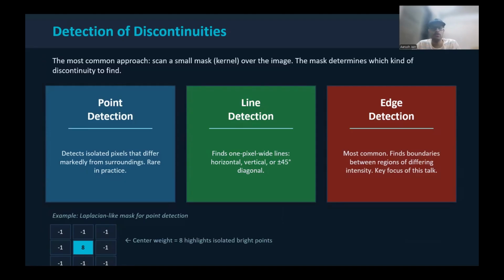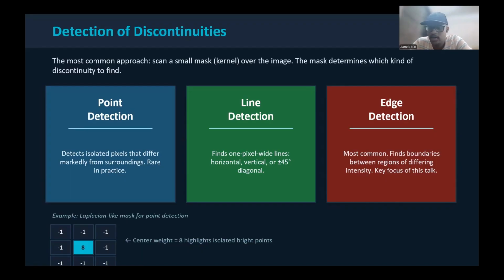So now the question is, how do we detect these edges? One of the general approaches is to scan a small mask, or a kernel or filter, across the image pixel by pixel. The mask is designed to respond strongly when it encounters the kind of discontinuity we are looking for. There are three possible discontinuities: point detection, line detection, and edge detection.